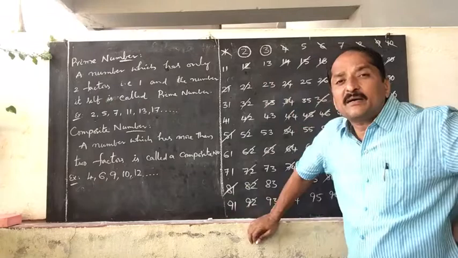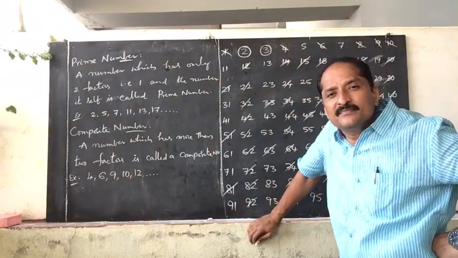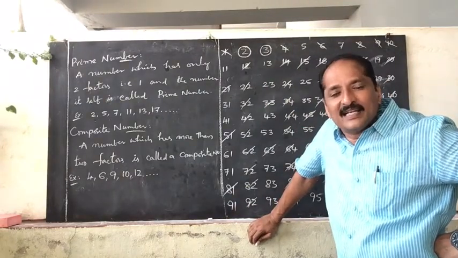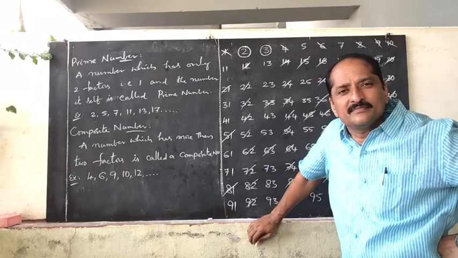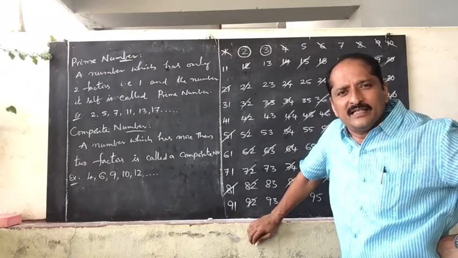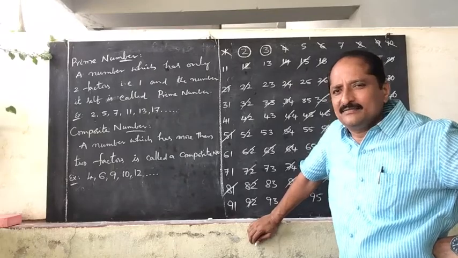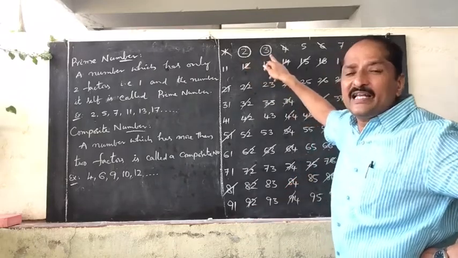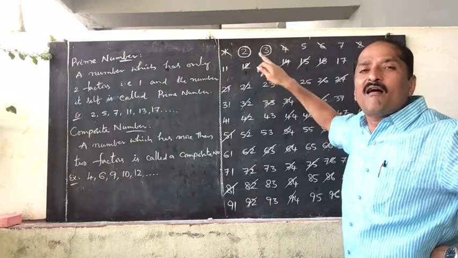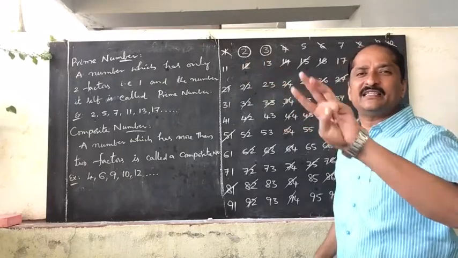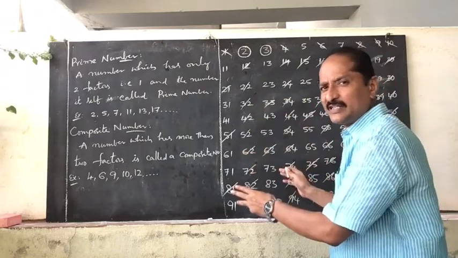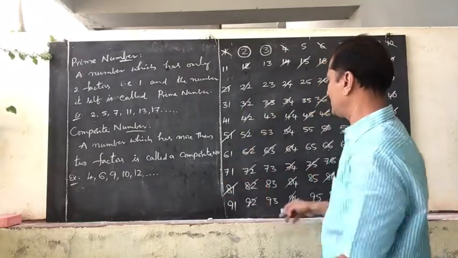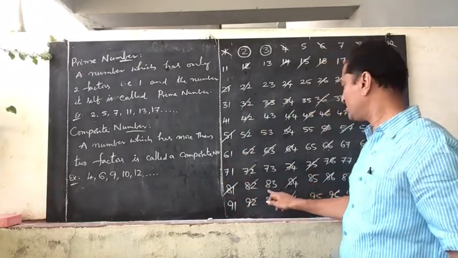Why is 81 a composite number? Yes, it has 3 factors. What are the 3 factors of 81? 1, 81 and 3. We are taking out the multiples of 3. For all the multiples of 3, 3 is the third factor. Why? Because the two factors are one and the number itself. So 81 over. Next 84.